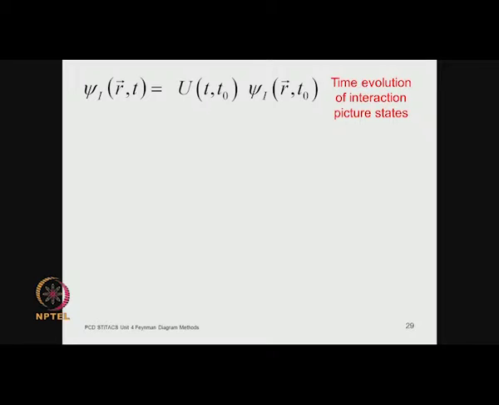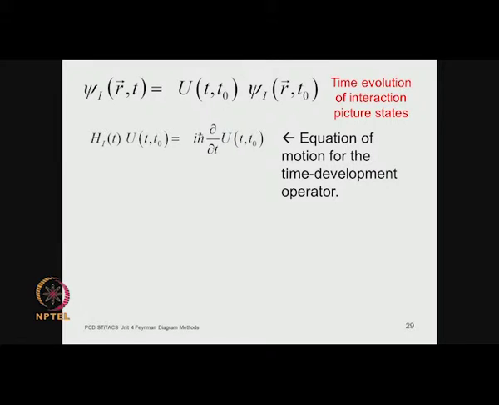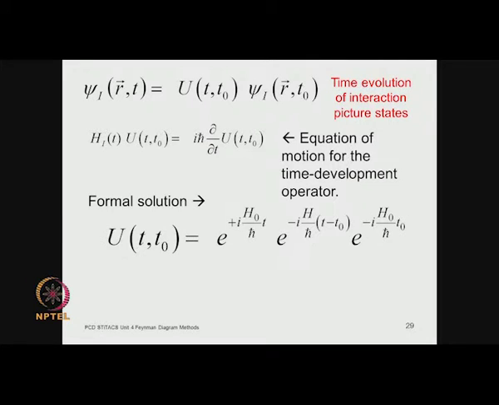So, this is how an interaction picture state evolves with time. We discussed this in the previous class. The time evolution operator satisfies an equation of motion which is often called the Schrodinger equation for the time evolution operator, and we got its final solution in our previous class, which consisted of these 3 operators, and you have to remember that you have H0 here, H0 here as well, but the full Hamiltonian here.